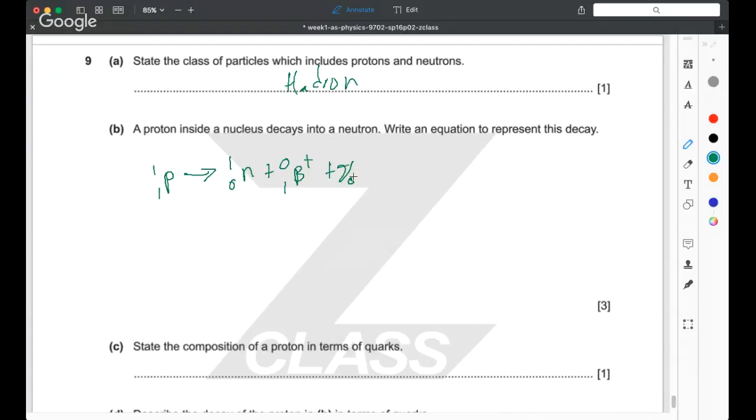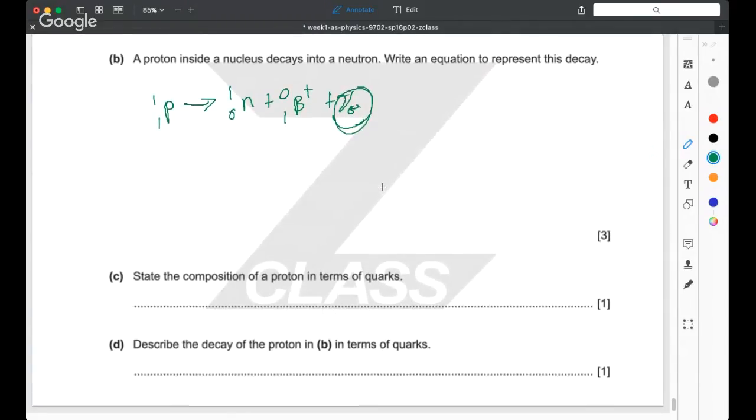V is the neutrino. So apart from the beta particle, you always emit a neutrino. A neutron is down, down, up. A proton is up, up, down. In the decay of a proton, an up changes to a down. And that's it. Oh, cool.